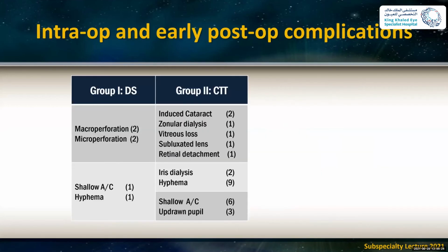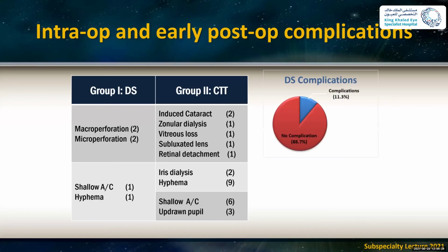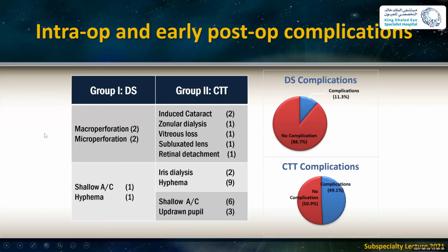And when we looked at the complications, as you see here, in deep sclerectomy the complications are very limited, and there is no serious complication. While in the combined procedure, the complications are serious, and as you see here, the rate is high. So this is a very important gimmick for the deep sclerectomy in congenital glaucoma.